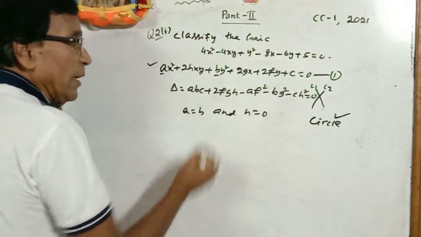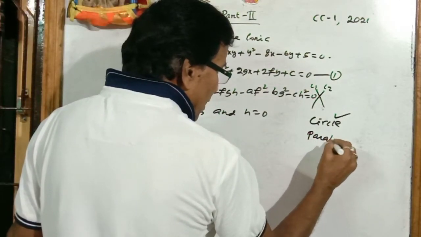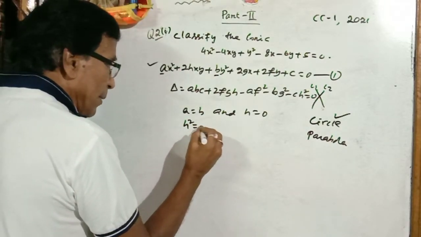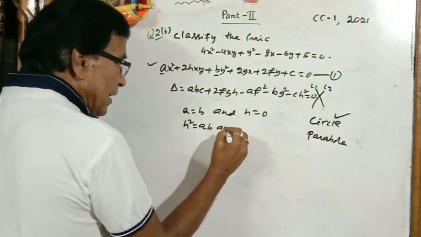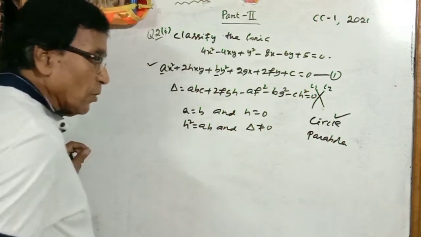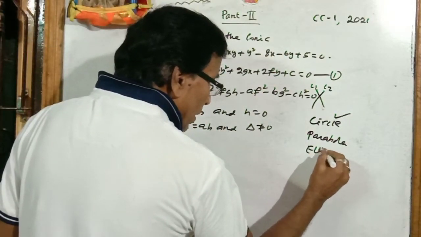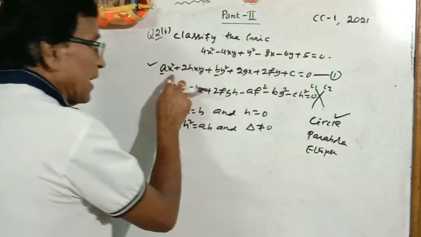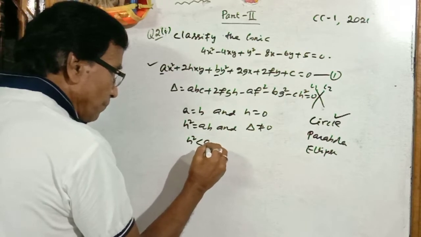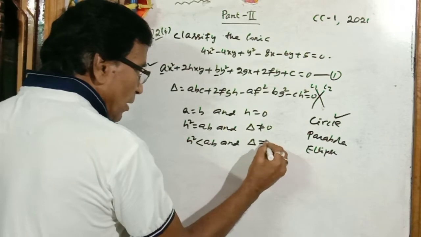Again, it represents a parabola if H square is equal to AB and delta is not equal to 0. When this equation will represent an ellipse, remember that this second degree equation will represent an ellipse if H square is less than AB and delta is not equal to 0.